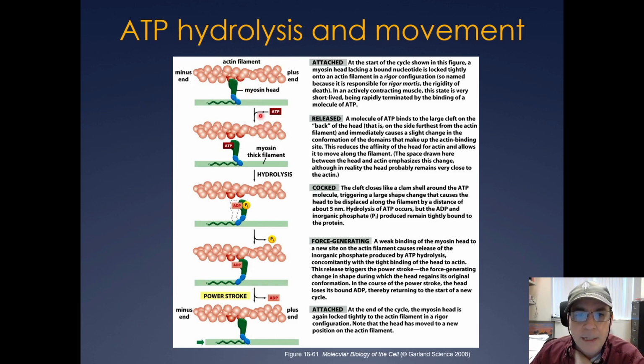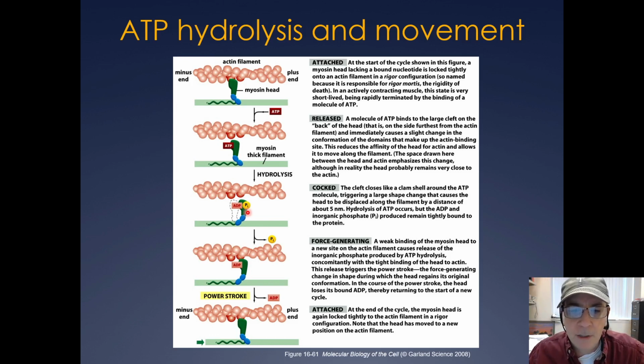And so when you add ATP in, the myosin thick filament detaches when it binds ATP. This is called the release state, when it's just bound with ATP. Then it hydrolyzes the ATP to ADP and inorganic phosphate, and that causes it to shift forward a little bit. You can see the dotted lines here where it used to be, and once it has hydrolyzed ATP to ADP and inorganic phosphate, it's become sort of cocked.